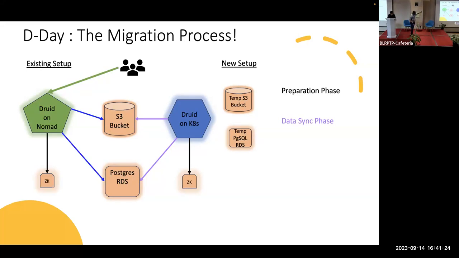Now the segment information is written on ZooKeeper, on the path called the load queue path. Now the historical will check ZooKeeper. It will check whether this segment is present in its segment cache or not. If it finds that it is not present, it will start downloading from the metadata storage, the S3 bucket.